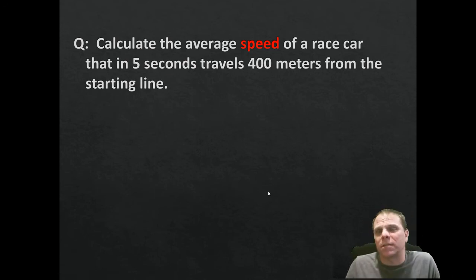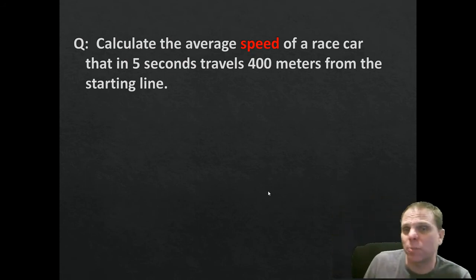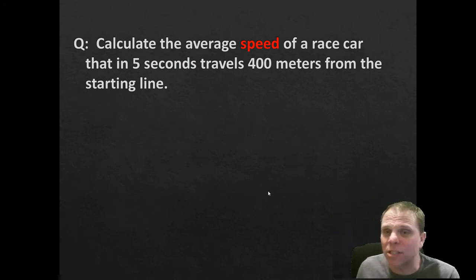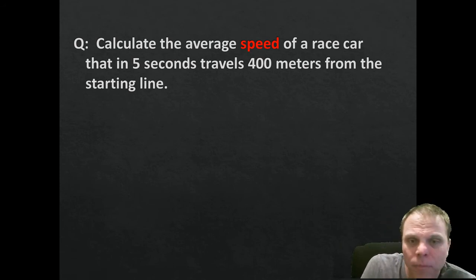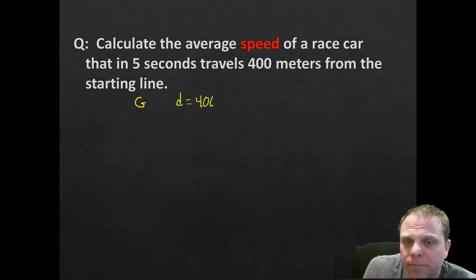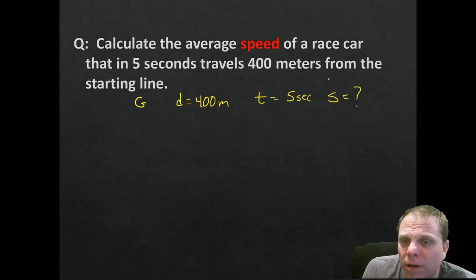So let's see if we can do some of these problems. I'll do one here and we'll see how you do. All right. So calculate the average speed of a race car that in 5 seconds travels 400 meters from the starting line. Now, remember that we want to show GEMS, right? So we've got to show our work here. Remember, given, that's the G. And so let's talk about what we've been given. We have a distance of 400 meters. We have a time of 5 seconds. And it says to calculate the average speed. And what is our unit going to be? Our unit is going to be meters per second.